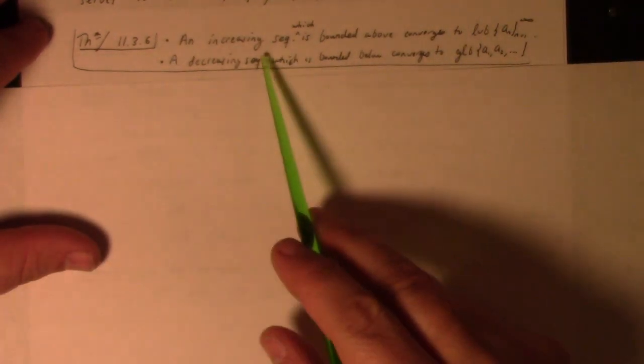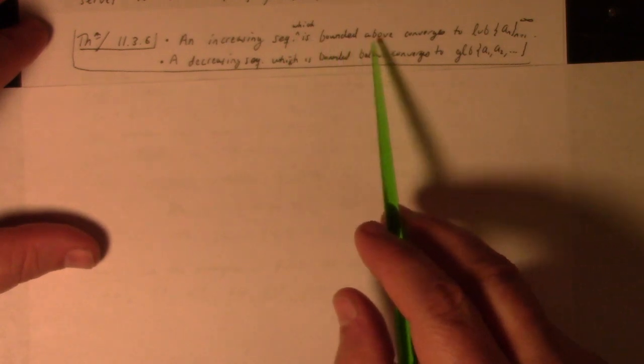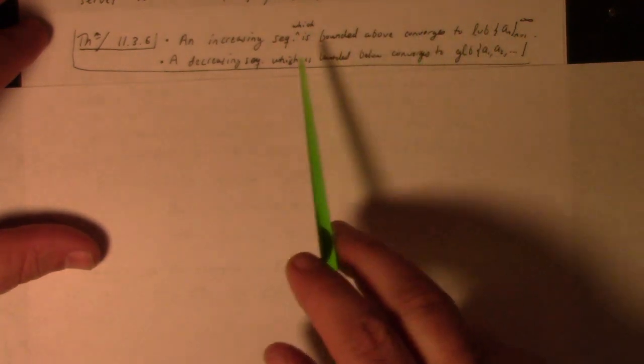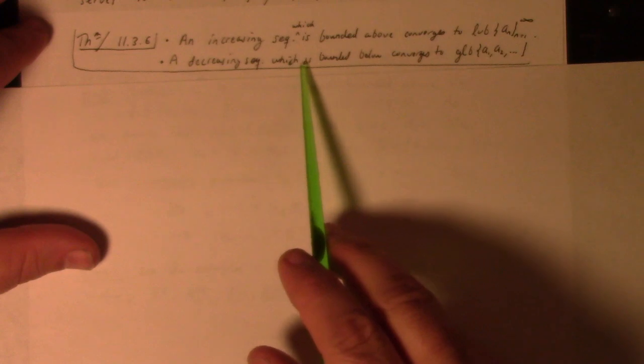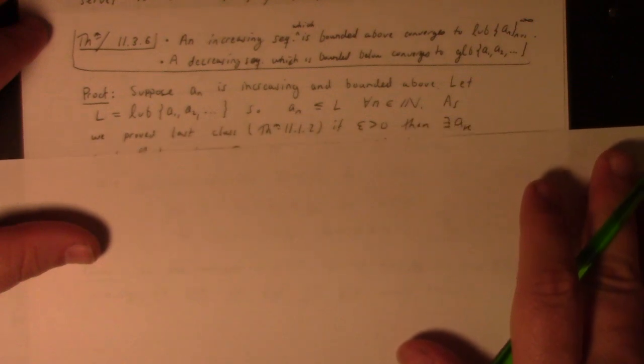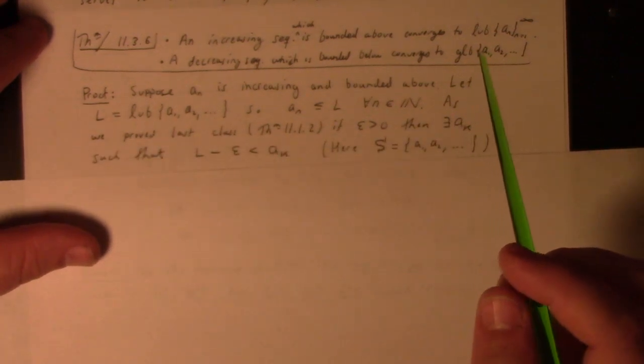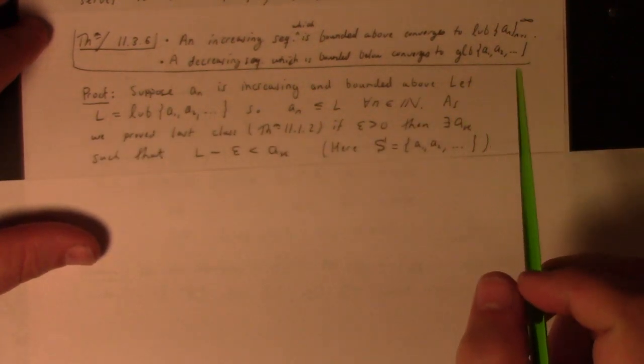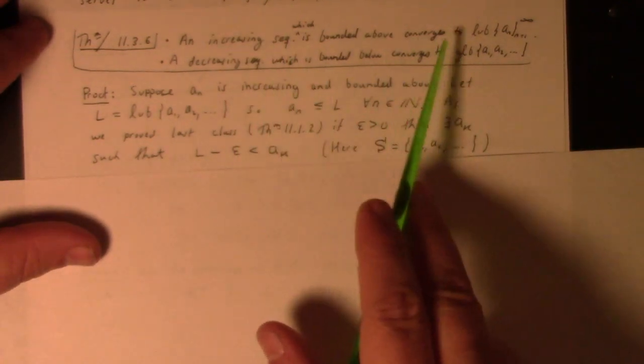This is the bounded monotonic sequence theorem, which says that an increasing sequence which is bounded above converges to the least upper bound. A decreasing sequence which is bounded below converges to the greatest lower bound. All right? And the proof actually is a simple adaptation of what we proved in class last time. So we'll just prove the increasing case. Suppose a_n is increasing and bounded above. Let L be the least upper bound, so that means a_n is less than or equal to L for all n.